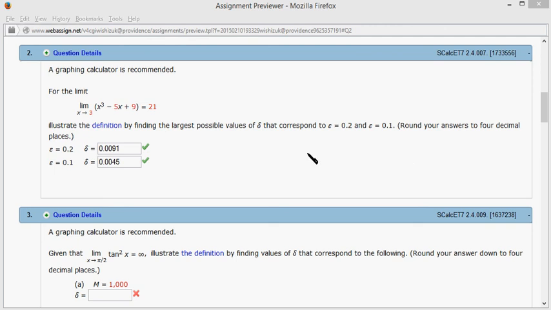Alright, it came back and looks like we got this one correctly. Alright, that's it. I hope that this was clear.